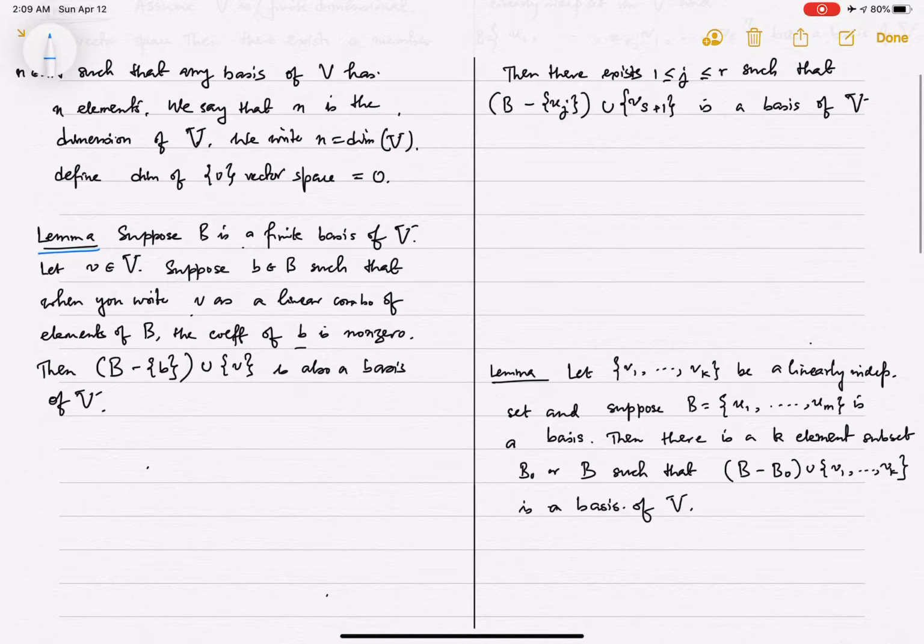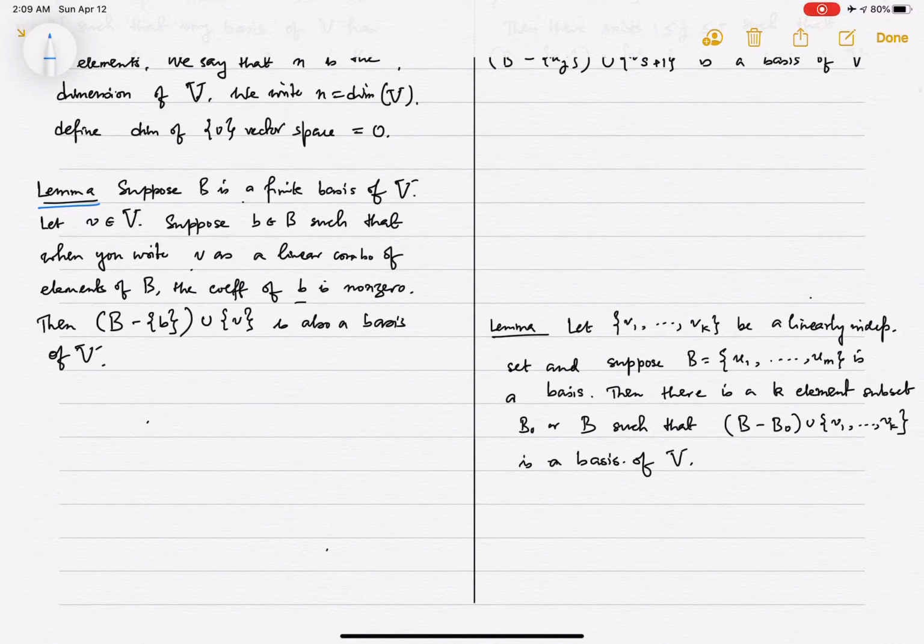The first one requires some calculation, actually. It says that if you have a finite basis B of the vector space, and suppose you're given a vector V in capital V, and suppose little b is an element of this basis such that when you write V as a linear combination of the elements of capital B, the coefficient of little b is non-zero. Then you can take this basis B, throw away the element little b, and instead add the vector V, and what you get will still be a basis.